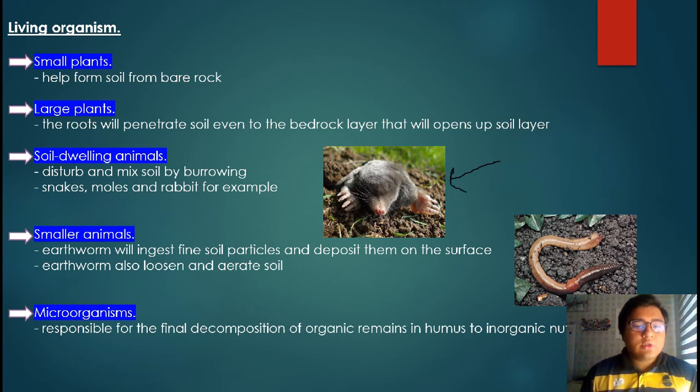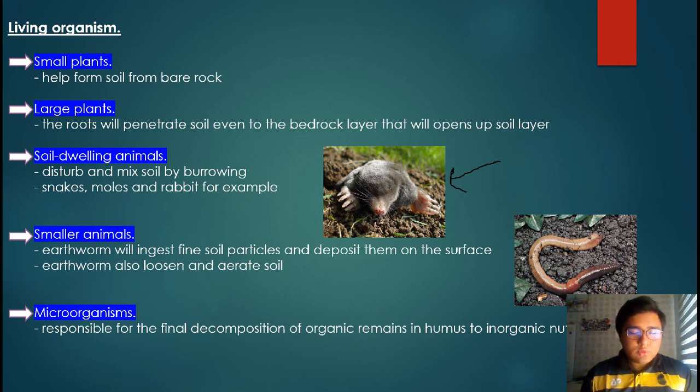Okay, so the fourth one, the smaller animals. Smaller animals like earthworms will ingest fine soil particles and deposit them on the surface as worm casts. Okay. So the second point, the earthworm also will loosen and aerate the soil. So this action will help to increase the quality of the soil.